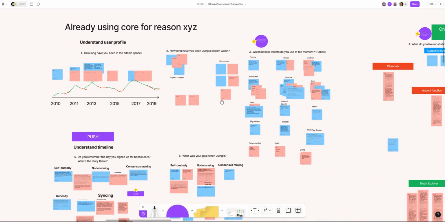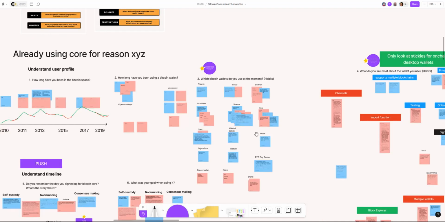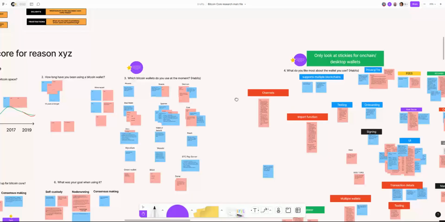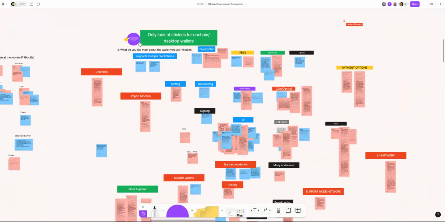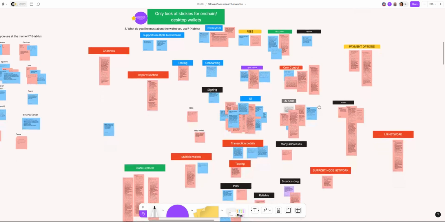It's been bucketed. So what do I mean by bucketed? It means that we've very intentionally looked for patterns and trends. So if the person is asked which Bitcoin wallet they use, and they say Breeze, we put all answers with Breeze together. We put all answers with Blue Wallet together. We bucketed things like what do you like the most about the wallet.